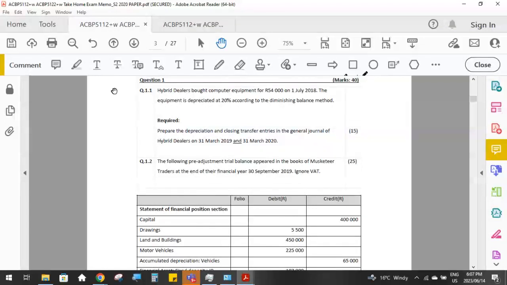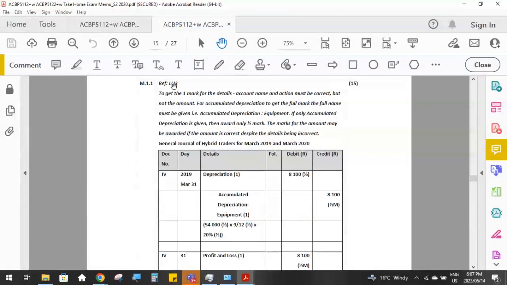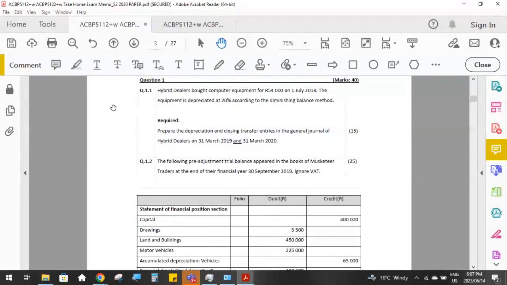Okay, so question number 1 was for 40 marks, and this was from Learning Unit 3, which is depreciable assets. One of our favorite learning units, we have to learn how to manage all of our non-current assets and the depreciation of those assets throughout the lifetime that we own those assets. So very important learning unit.